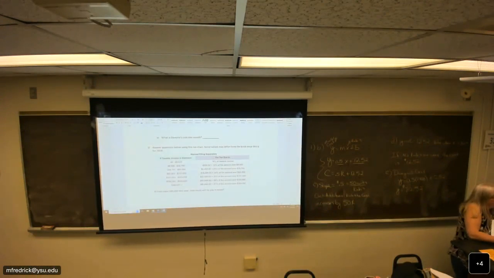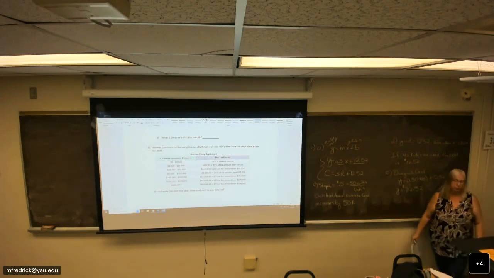Answer questions below using the tax chart. Some values may differ from the book since this is a 2018 tax chart. I might use a different one, but it will still be set up the same. If Fred makes 80,000 this year, how much will he pay in taxes?